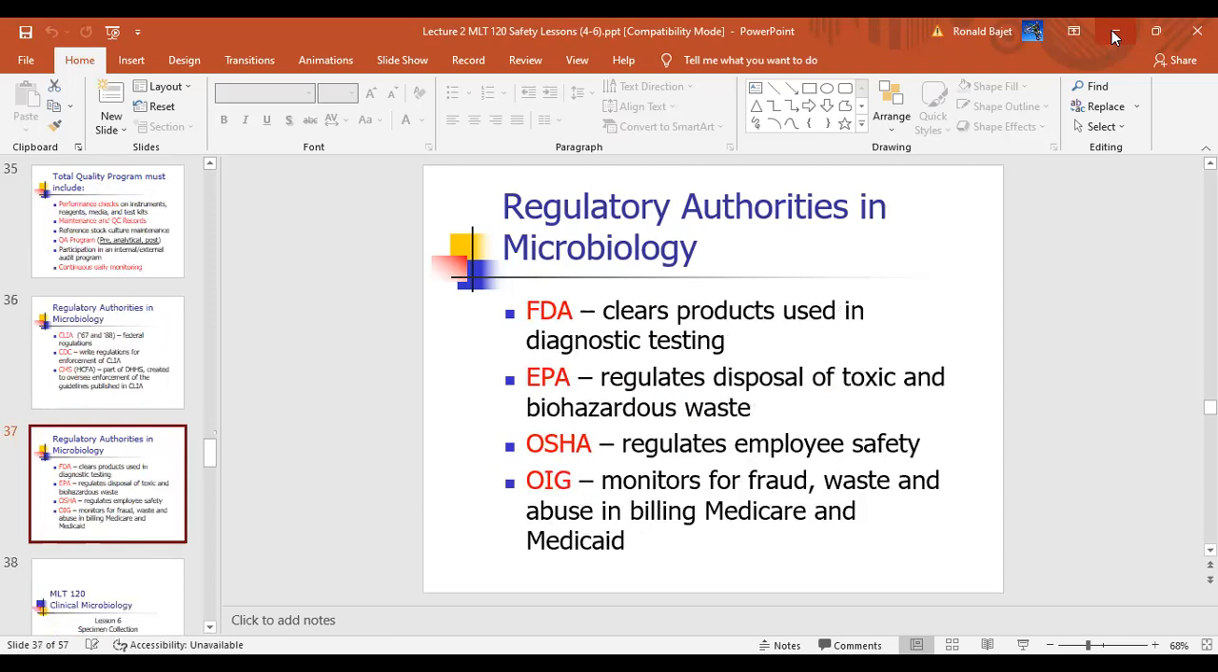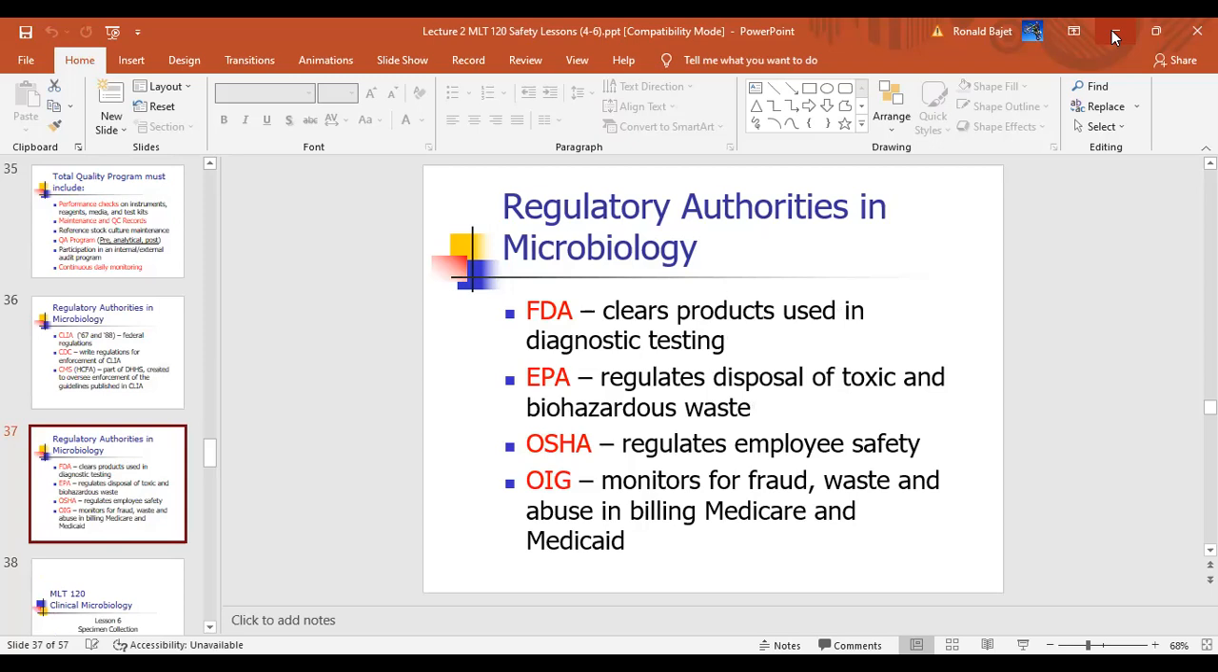The FDA, which I talked about yesterday, clears products used in diagnostic testing. Every test in the laboratory has to be FDA approved. EPA, when you see EPA, that's environmental. They'll take a look at your waste disposal. OSHA is safety. They want to make sure everybody is safety trained.